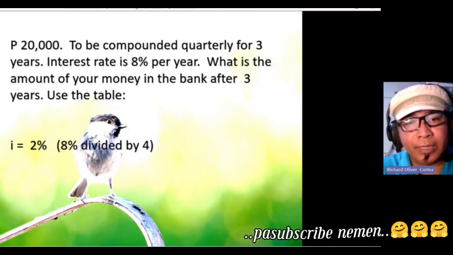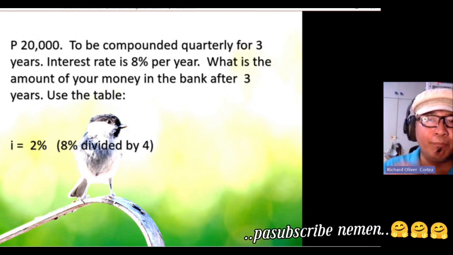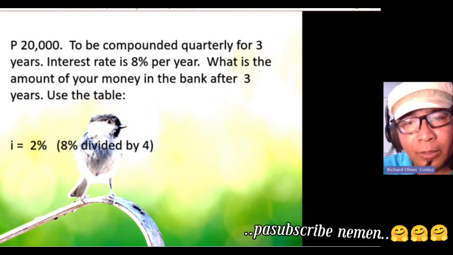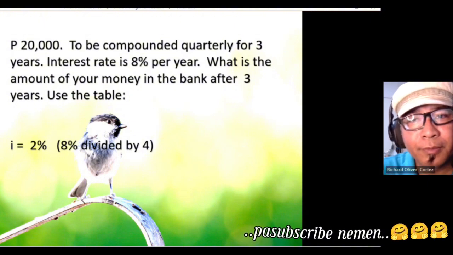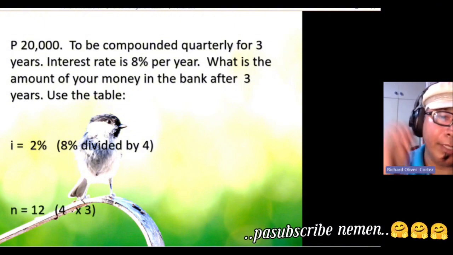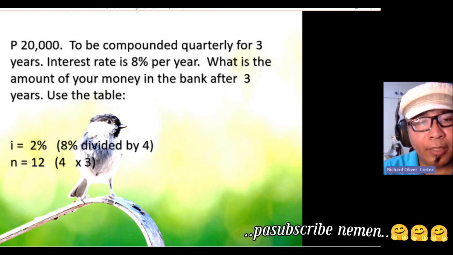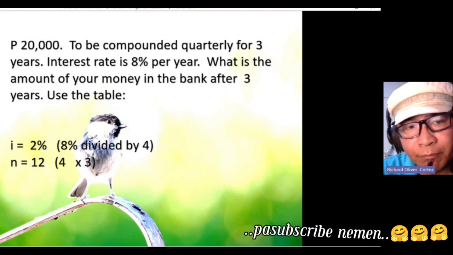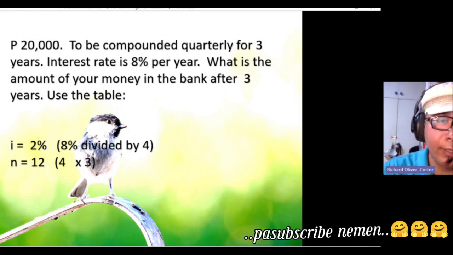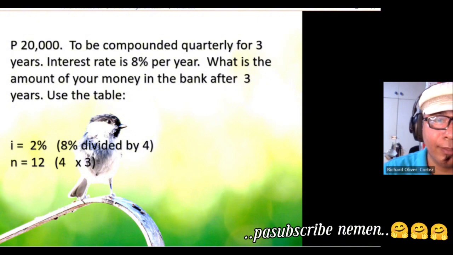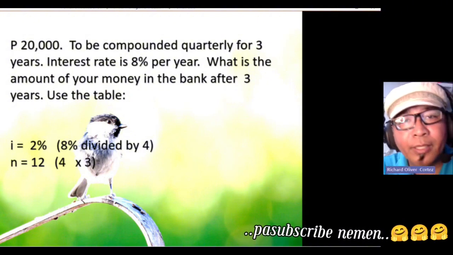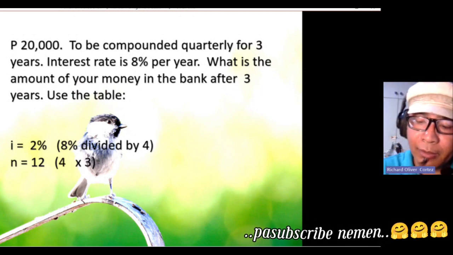So the N is the total number of compound period. Ilang beses na mag-compute ng interest sa loob ng 3 taon. So ganun din, di ba? 3 years, tapos quarterly. So just simply multiply 4 times 3 and it will give you 12. So, compute na ating data, yung ating given, 2% I, 12 N. So we can now use the table number 1 in computing for the future value or compound amount.